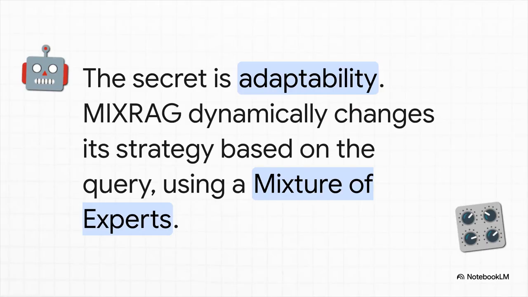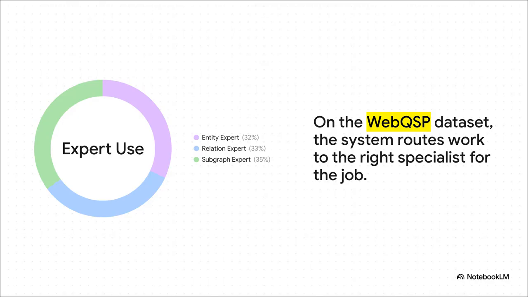So what's the secret sauce here? What really makes MIXRAG work so well? It all comes down to one word, adaptability. This system isn't rigid, it actually changes its entire strategy depending on the kind of question you ask it. For instance, if you look at how it handled that complex data set, you can see how it uses its team. It's not just relying on one guy, it's spreading the work around. But you'll notice the subgraph expert, the one that gathers the most context, gets used just a little bit more, showing the system is smart enough to know which specialist it needs for the job.